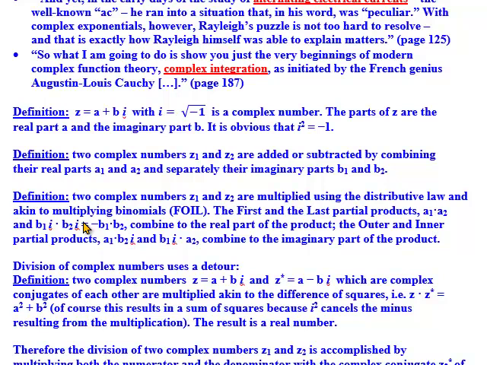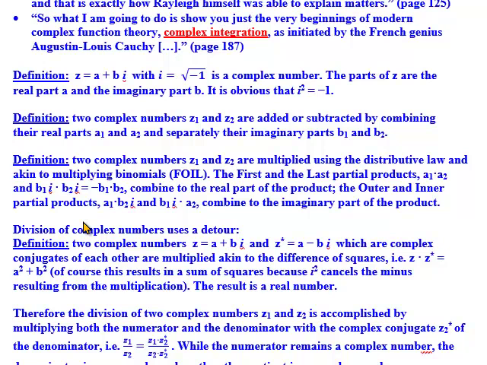Next definition. Two complex numbers z1 and z2 are added or subtracted by combining their real parts a1 and a2 and separately their imaginary parts b1 and b2. Really straightforward. Next definition. Two complex numbers z1 and z2 are multiplied using the distributive law and akin to multiplying binomials, which is the FOIL method.